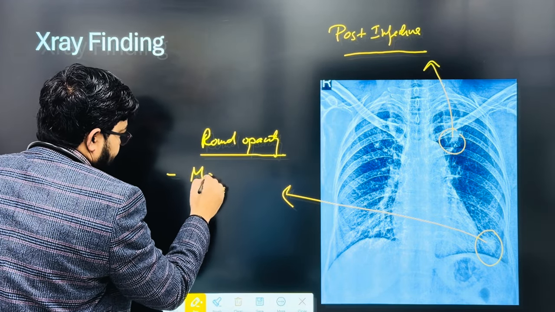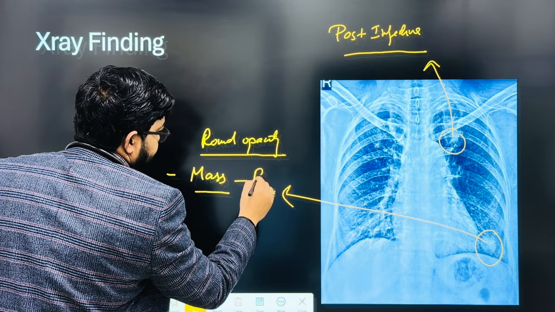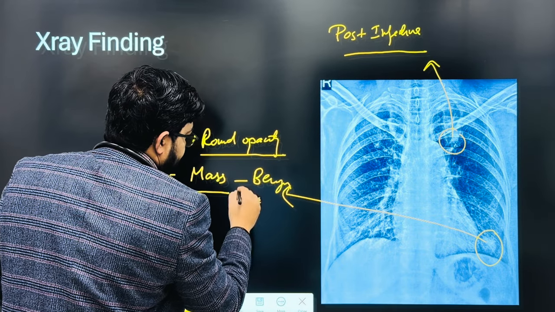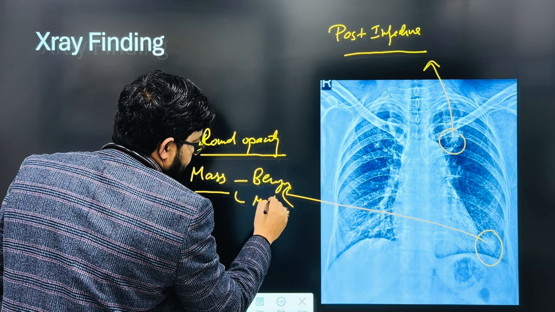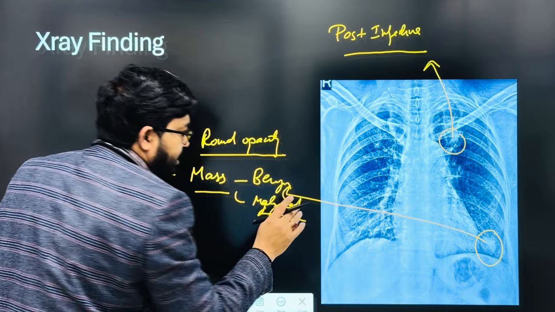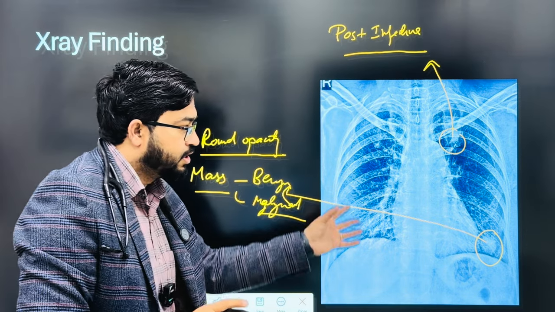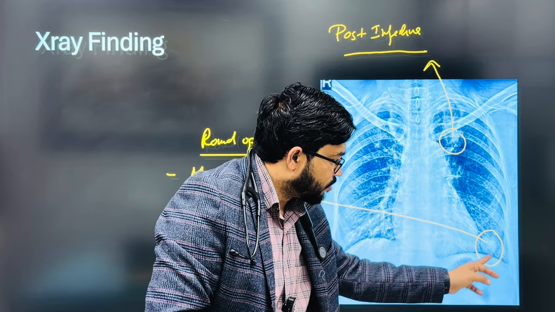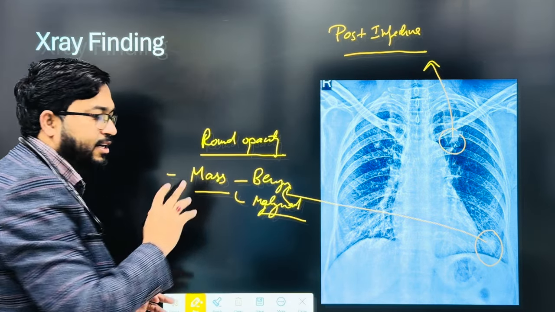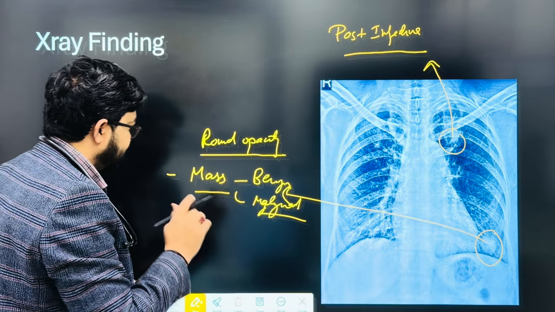First one is it can be a mass, whether benign or malignant, but chances of malignancy are very less. With classical round borders, a benign etiology is highly suspicious.